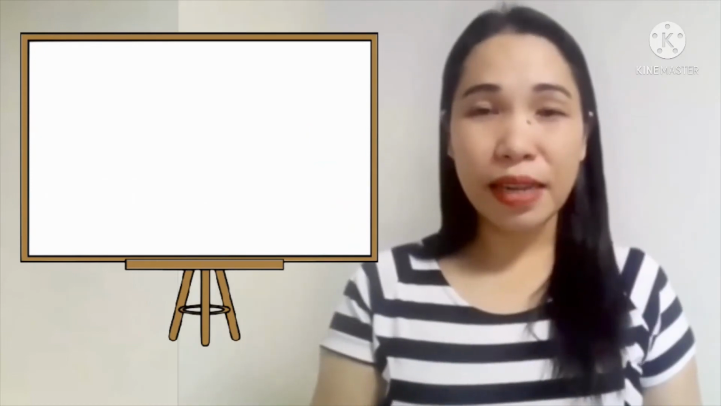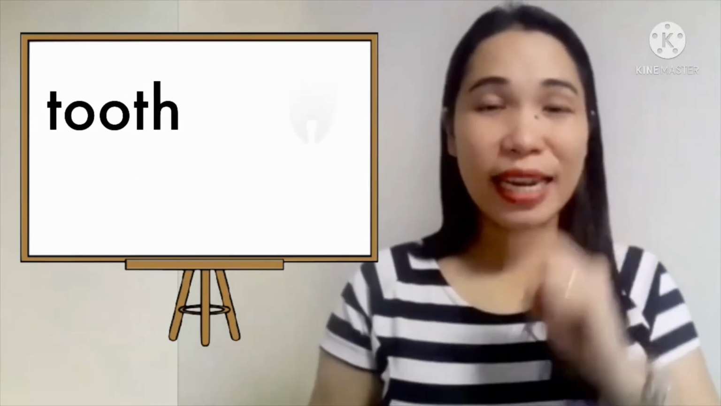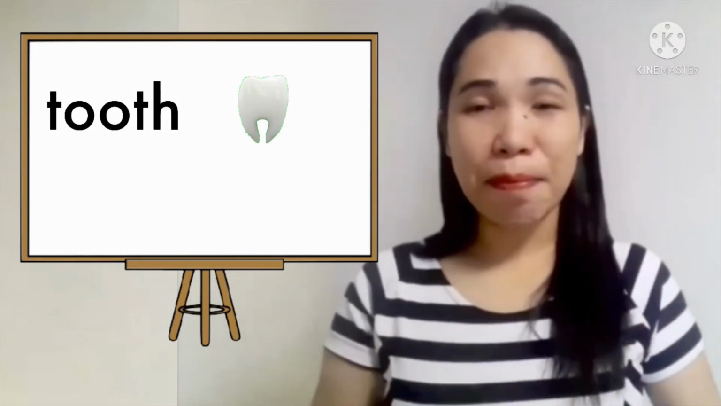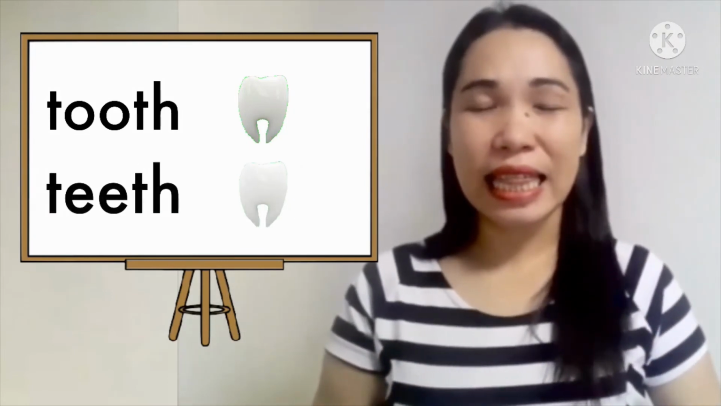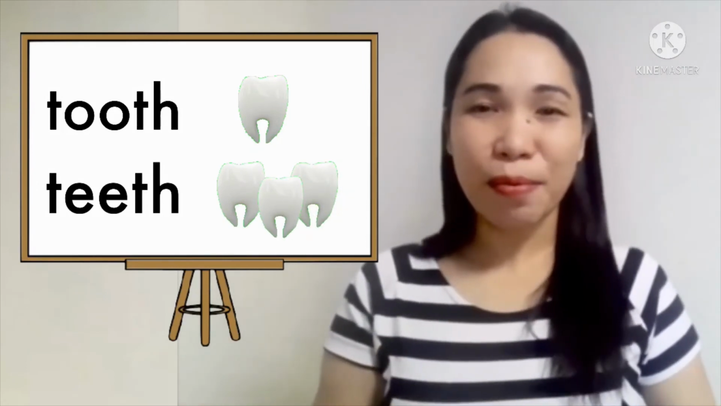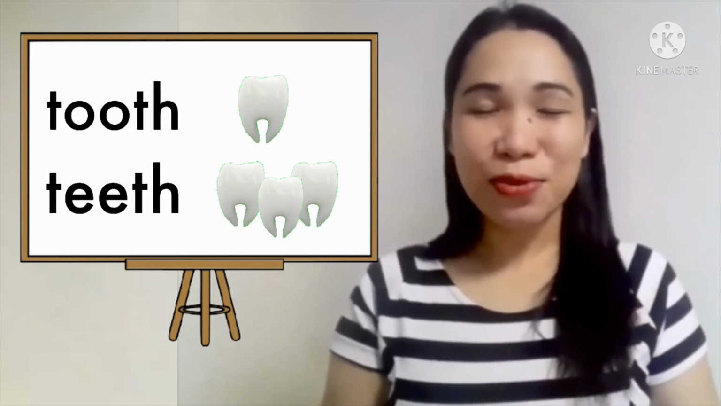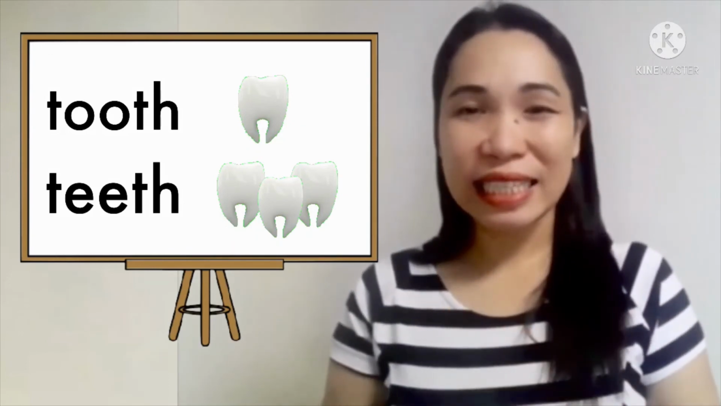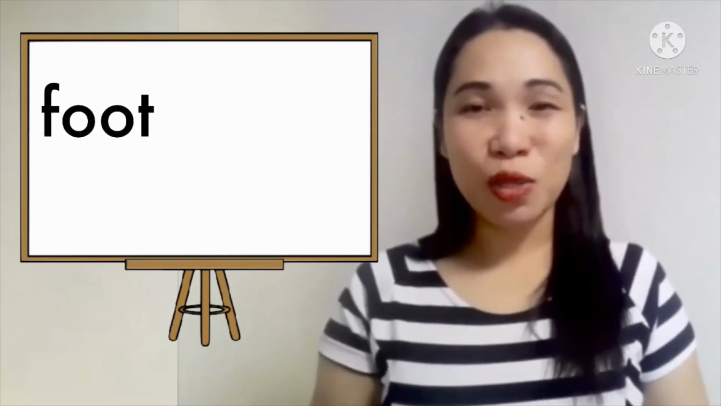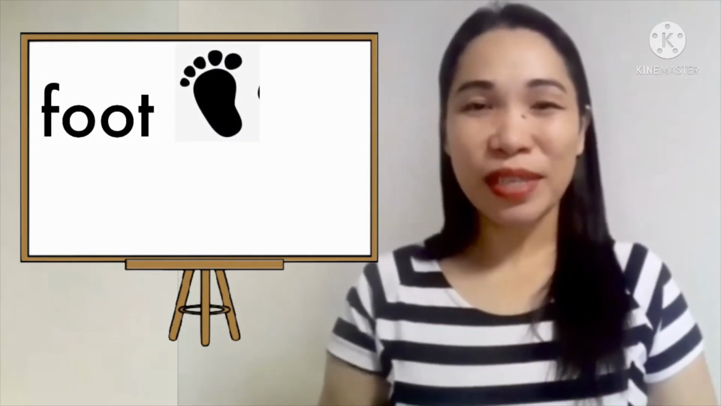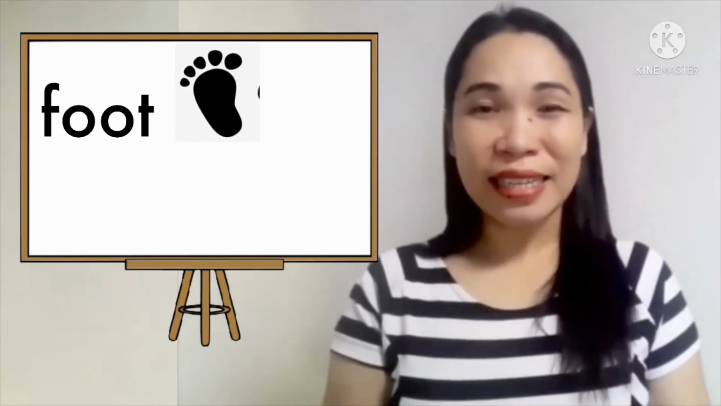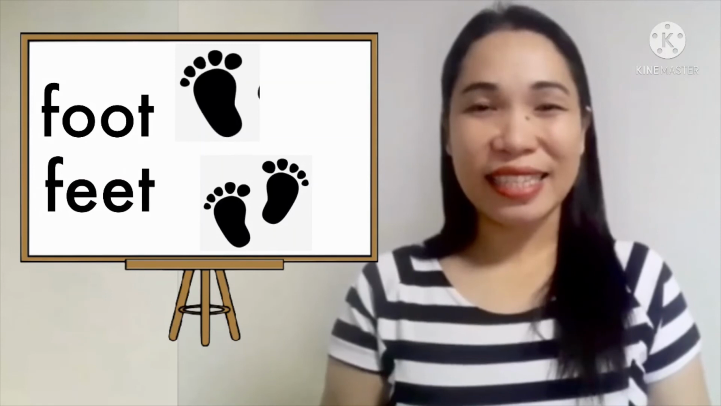Okay, next example is a word tooth. Pag isa lang yung ngipin mo, tatawagin natin tooth. Pero pag marami na ang ngipin, it becomes teeth. So we will not use tooth or adding S, hindi po. So, pag marami na ang tooth, marami na ang ngipin, magiging teeth. Very good. What about our foot? So pag isang foot lang, we say it foot. Pero pag marami na ang paa, we can say feet.